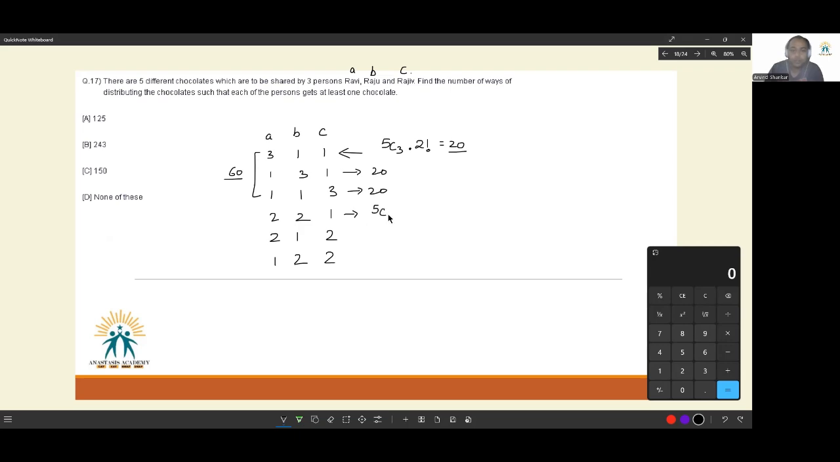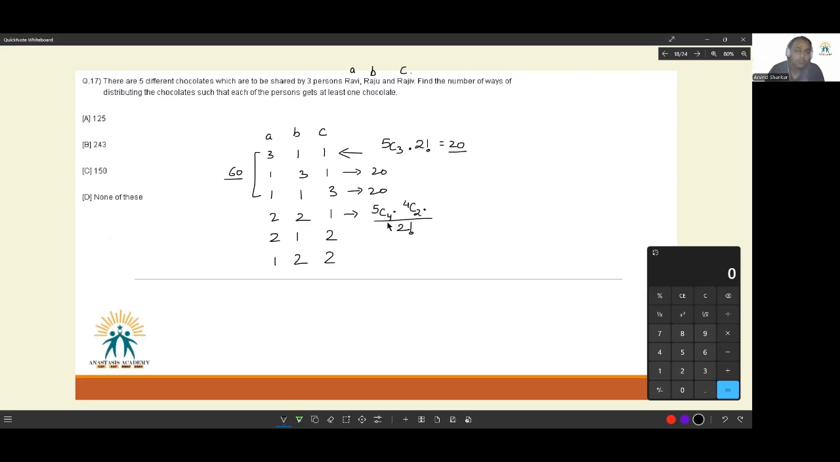5C4, or 5C4 into 4C2 divided by 2 factorial, and I'm guessing this should be enough. 10, 6, 2. Absolutely wonderful. See what I'm doing.